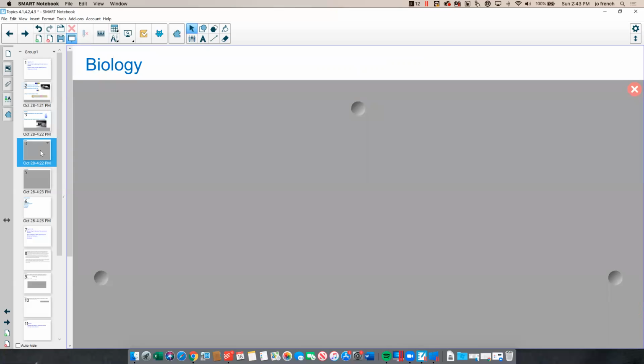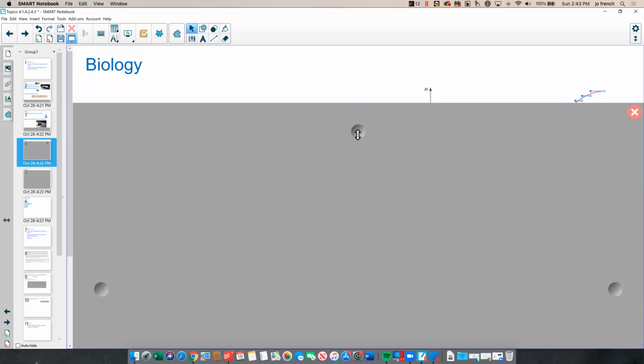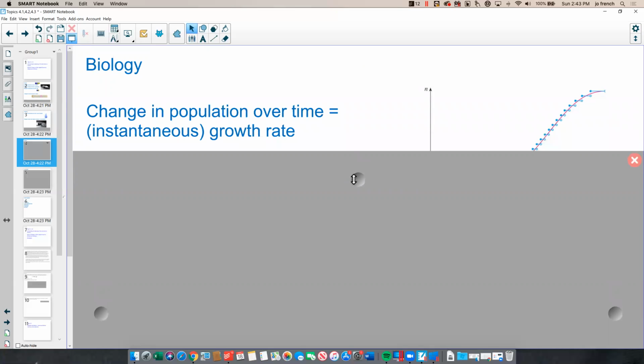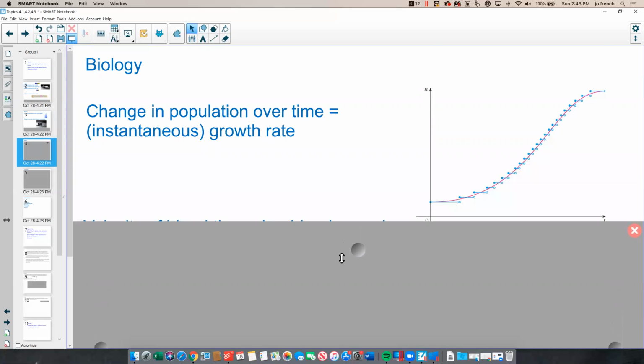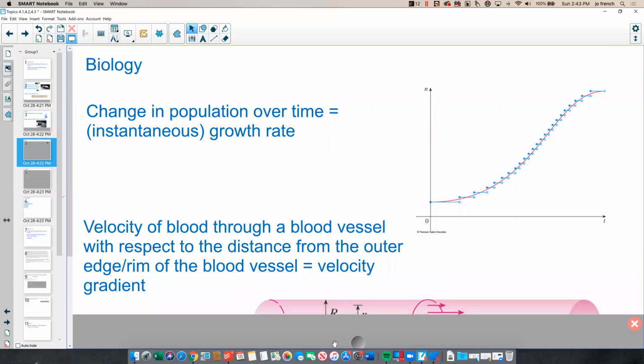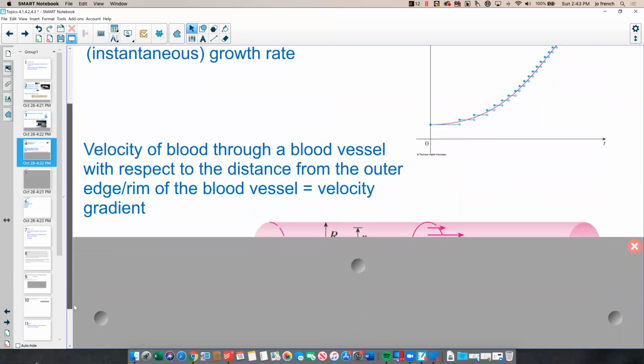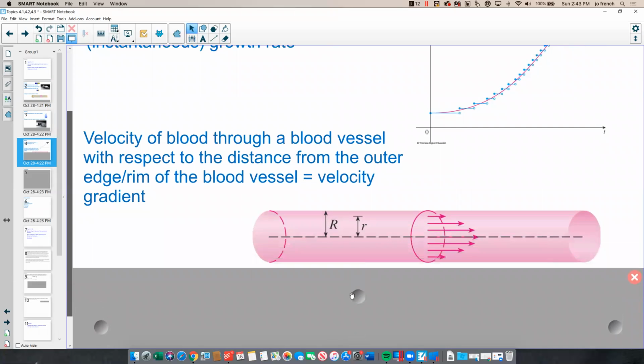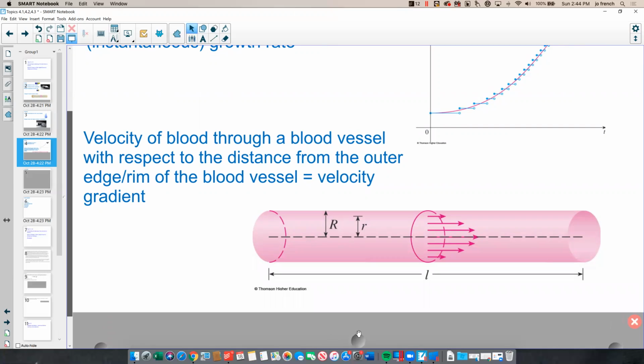Other examples occur in biology. When we look at a change in population over time, the growth rate of a population, or the velocity of blood through a blood vessel with respect to the distance from the outer edge of the rim of the blood vessel. This is our velocity gradient. You can see how the blood flows faster near the center of the blood vessel than it does as it gets closer to the edge. All of these are rates of change that we can measure or examine through the lens of calculus.